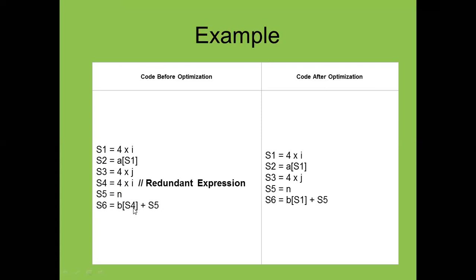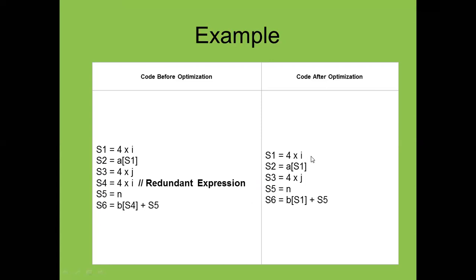S4 has a dependency already, which you have already defined here. S6 has a dependency on S4, and S4 is 4 star I. Even though you can write S1 here, because S4 is equal to 4 star I, there is no role for this S4. Why are you defining a new variable? Why are you assigning the same value of S4 to a new variable? So you just have to remove this redundant expression.